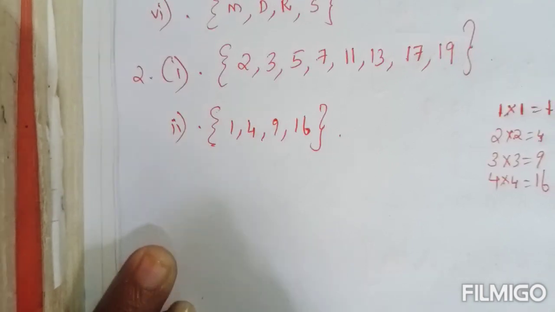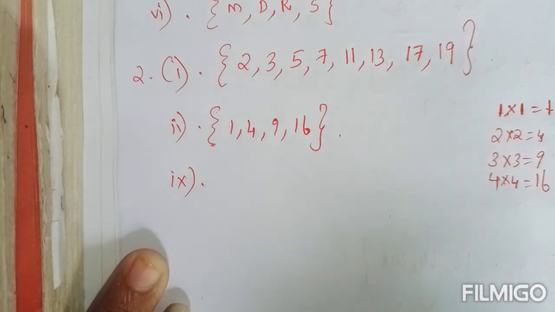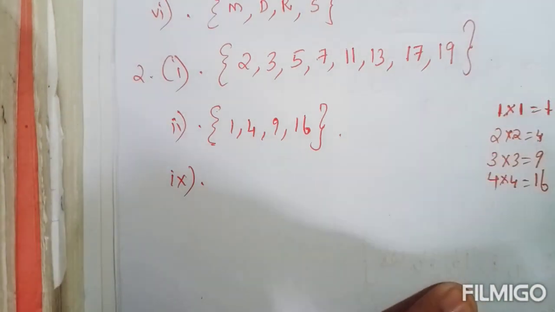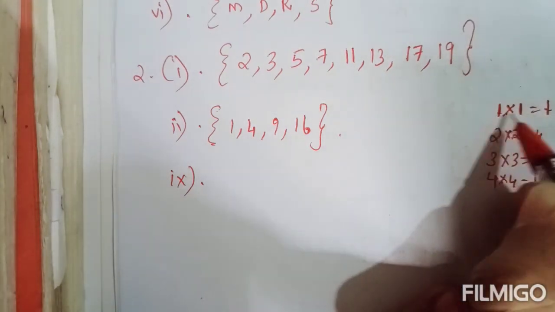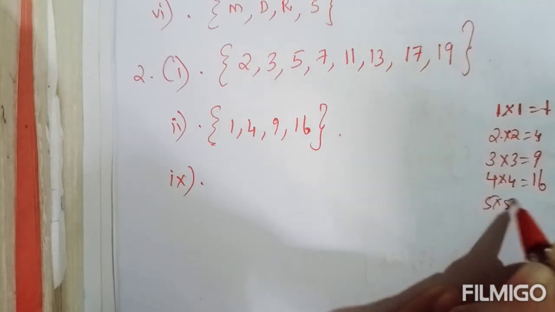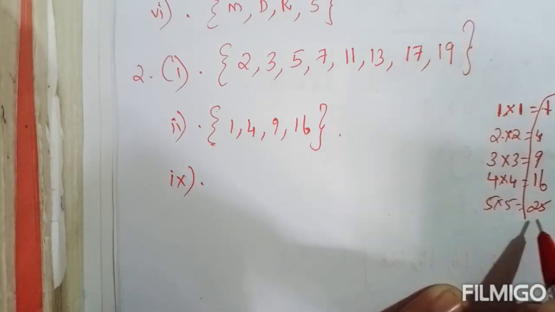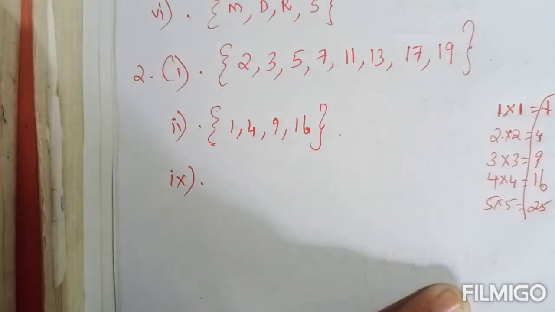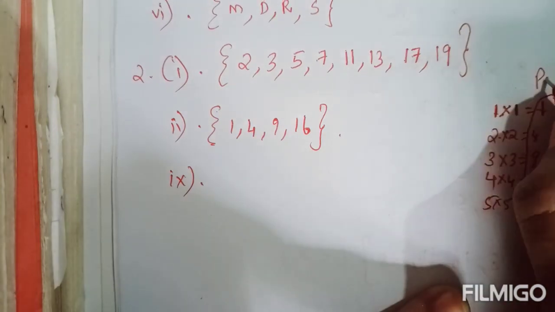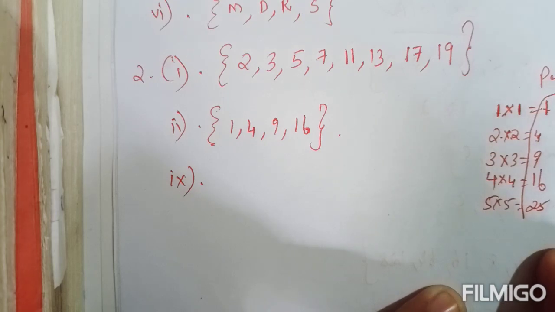Okay. Now in that ninth one, last one, single digit numbers that are perfect squares as well. So here you can see perfect squares means these numbers 1 into 1, 1, 2 into 2, 4, 3 into 3, 9, 4 into 4, 16, 5 into 5, 25, then 6 into 6, 36, 7 into 7, 49, etc. Such numbers, these are called perfect squares.